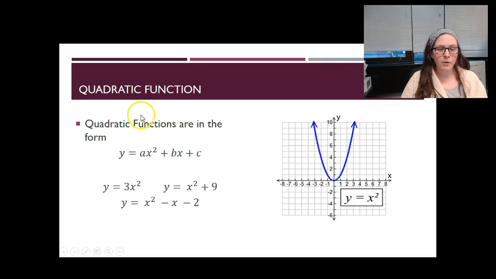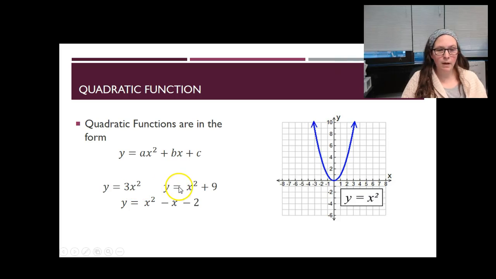So we can see the first is when we're talking about quadratic functions or quadratic equations, they're always in the same format. We're looking for this format of y equals something times x squared plus something times x plus something else, or a plain number on the end here. I gave some examples here. You could have y equals 3x squared. You can see the 3 is substituting in for the a, and then we have our x squared.